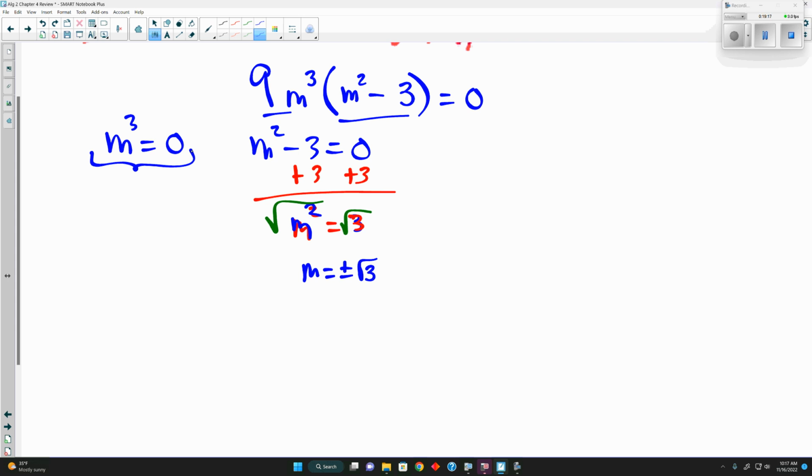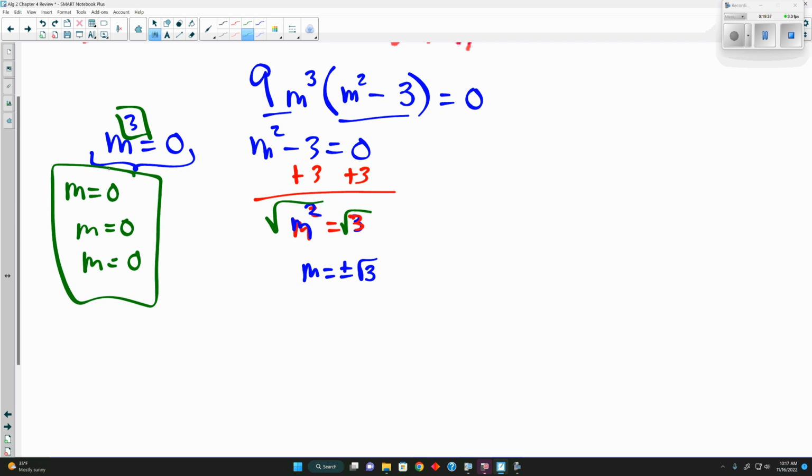M to the third equals 0. Well, that's really just telling us that m is equal to 0, yes? Well, how many m's do I actually have here? 3, yes? So it also means m is equal to 0 and m is equal to 0, because the degree tells us the number of solutions, so it should have 3, and they're actually all 0. So the solutions for this here are m is equal to 0, 0, 0, and plus or minus square root of 3.